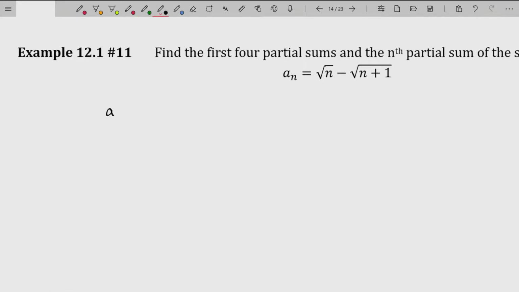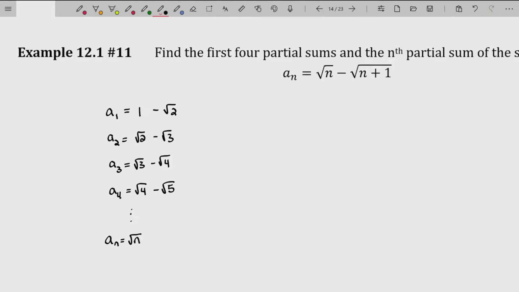I think that's useful. So a sub 1 is just the square root of 1 minus the square root of 2. A sub 2 is the square root of 2 minus the square root of 3. A sub 3 is the square root of 3 minus the square root of 4. And a sub 4 is the square root of 4 minus the square root of 5. Notice I didn't write the square root of 4 as 2. I just didn't want to. And by the way, a sub n is obviously the square root of n minus the square root of n plus 1.